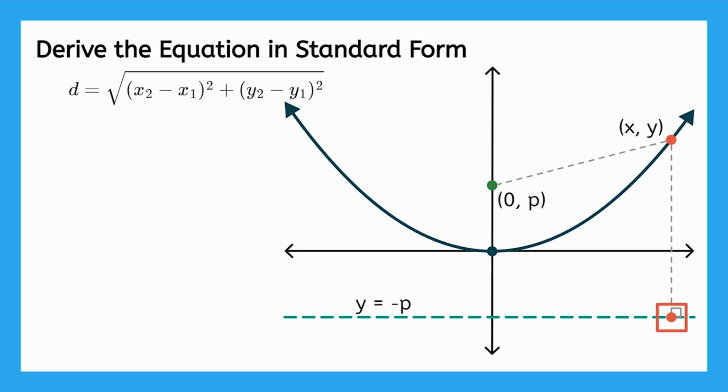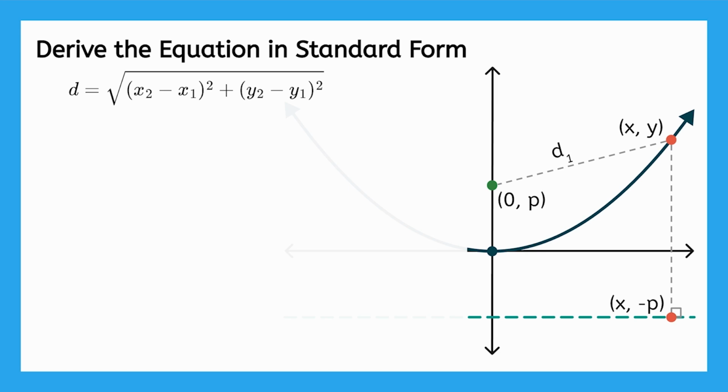This point shares the same x-coordinate as xy since it's vertical to it, and being on the line y equals negative p, its y-coordinate is negative p, so this point is x, negative p. We can define d sub 1, the distance between the focus and the point xy, by using the distance formula. d1 equals the square root of x minus 0 squared plus y minus p squared.